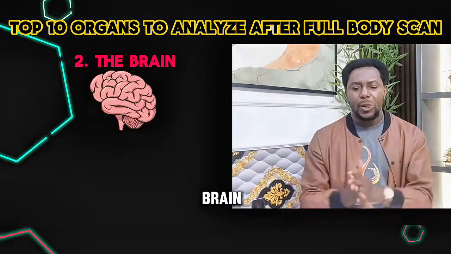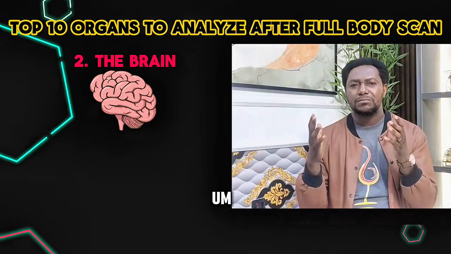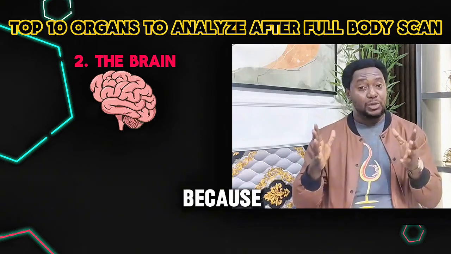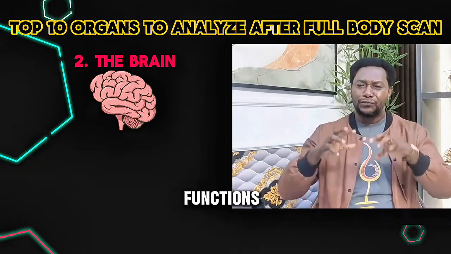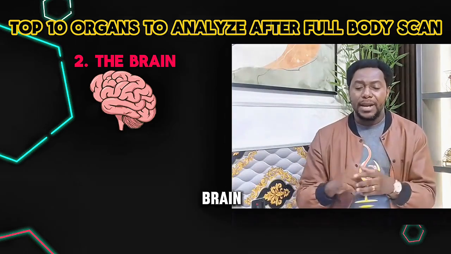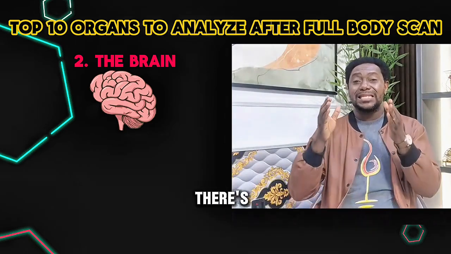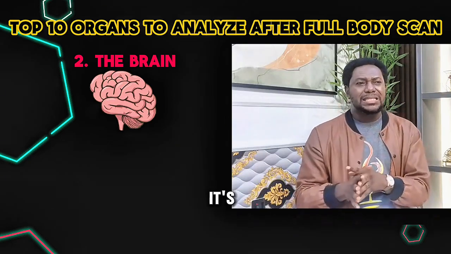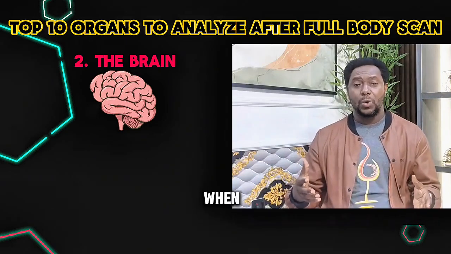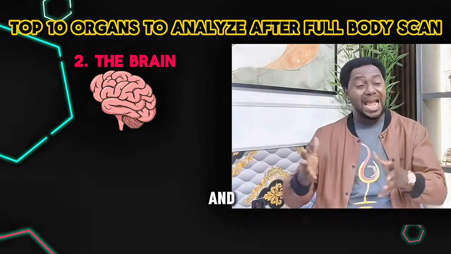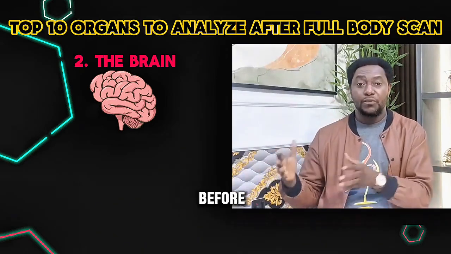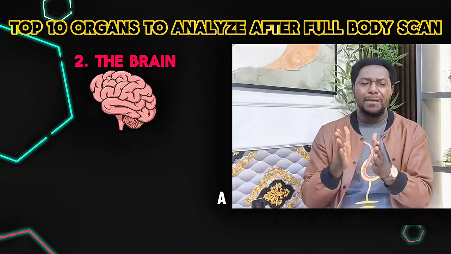Number 2, brain. Why should we run brain tests? Why should the brain be a priority organ? It is because every other body function is controlled by the brain. And one thing about the brain is that when there's a neurological disorder, it is sudden and it is disabling. Take for example stroke. When stroke happens, it happens suddenly and it changes everything. So you don't want to wait until things have escalated before you go for a brain test.